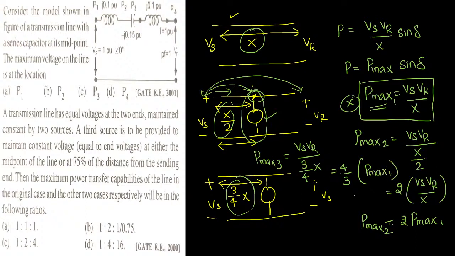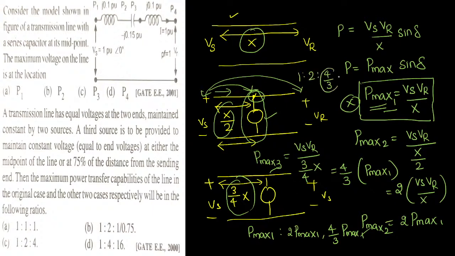Finally, we found the relation for all power. What relation did we find? P max 1 we got. P max 2 we know the relation. P max 3 also we know the relation. So it can be written as P max 1 is to P max 2, which is 2 times P max 1, and P max 3 can be written as 4 by 3 times of P max 1. So the ratio is 1 is to 2 is to 4 by 3.